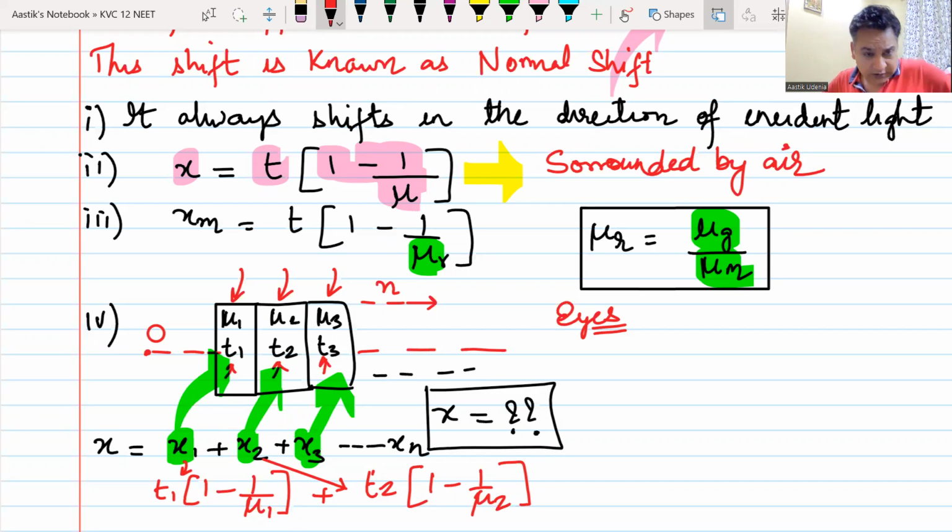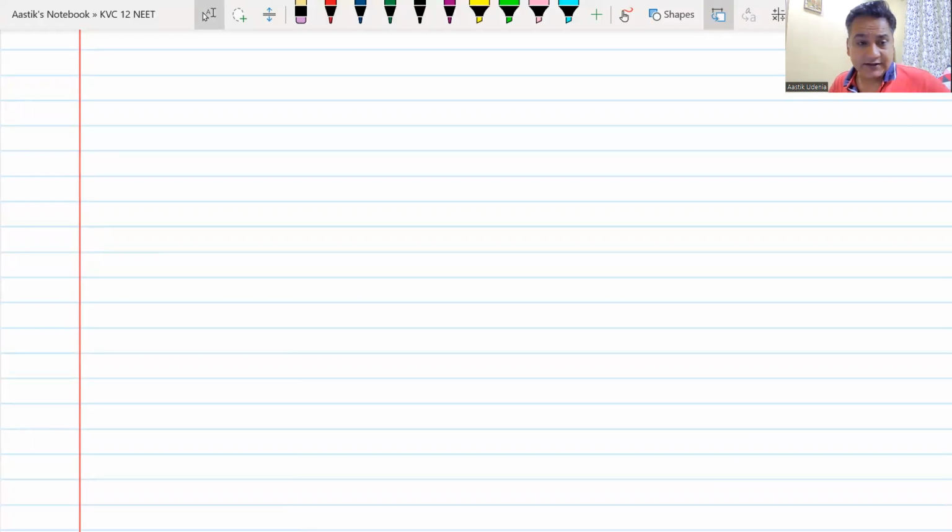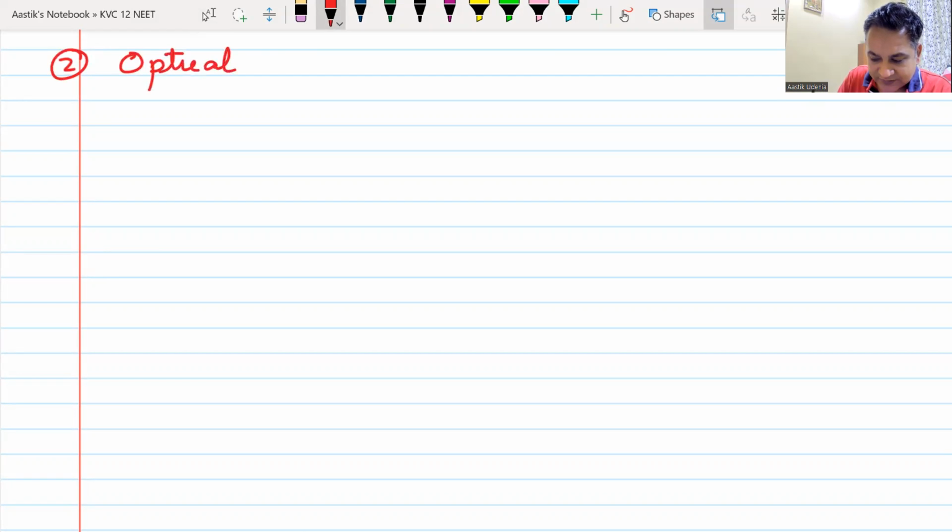Okay, well done. So this is all about the topic which was known as normal shift. Now, in this class, what we are going to deal with is the next thing which I will call optical path. So write the next use of refraction at plane surfaces, which is known as optical path. Now, what is this optical path?